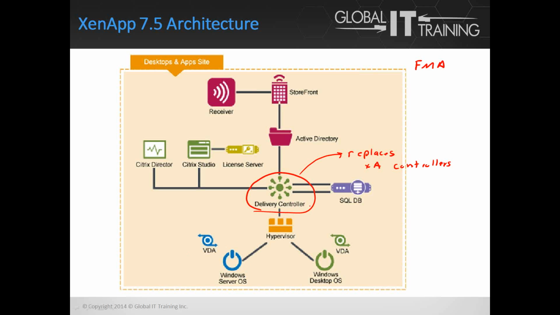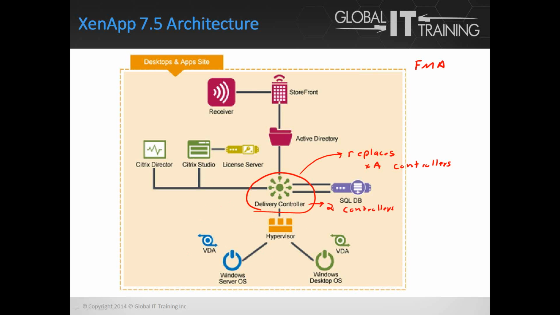We want to create at least 2 controllers for failover in the system. And then all of the machines will register with that controller and provide access to the user to the applications and/or desktops that you've given them. So that delivery controller is the most important component inside of your system, so you want 2.